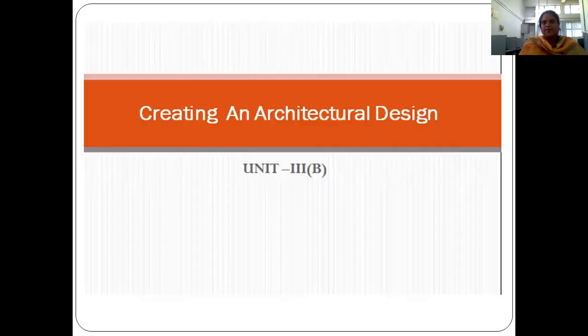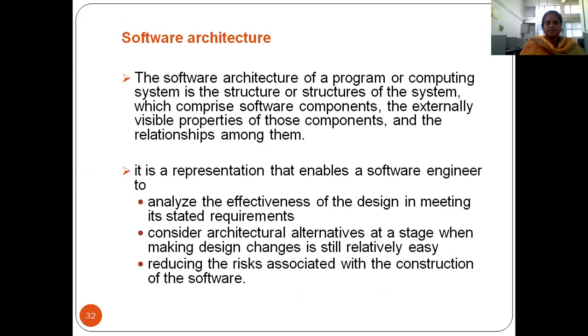Now we will discuss the next topic, creating an architecture design. Now, software architecture. What is this architecture? As I said, in design we will do the design using different design models. We will design a software system which will be implemented in the form of a product. Here the software architecture of a program or computing system is the structure or structures of the system which comprise software components, the externally visible properties of those components, and the relationships among them.